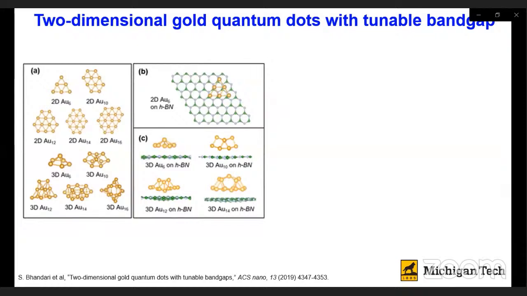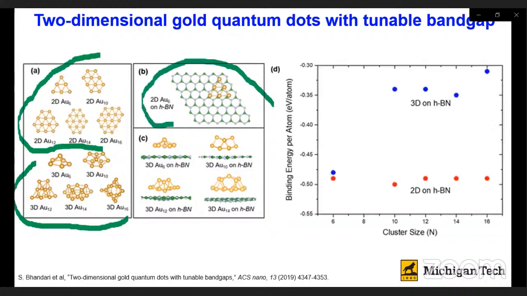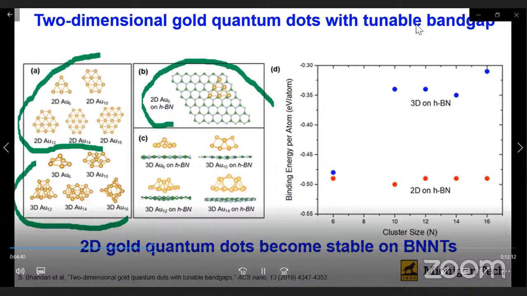According to theoretical simulation that we have performed with our collaborator, we found that two-dimensional gold, which consists of monolayer gold atoms, becomes more stable compared to the three-dimensional gold crystal when they are adsorbed on the surface of hexagonal boron nitride, including those of boron nitride nanotubes. This means 2D gold quantum dots become stable on boron nitride nanotubes.